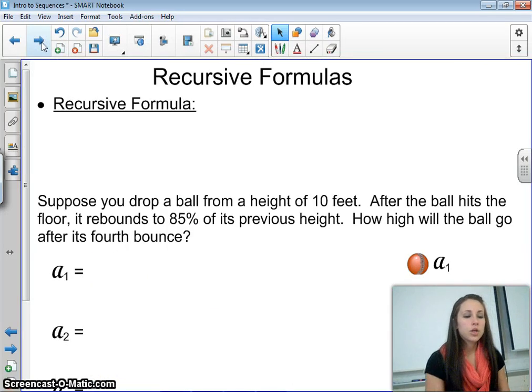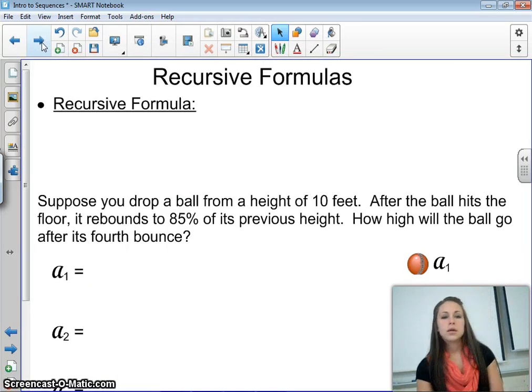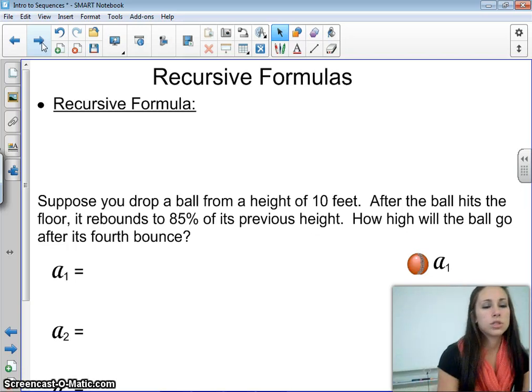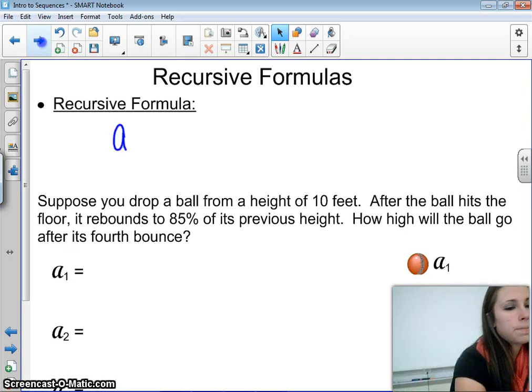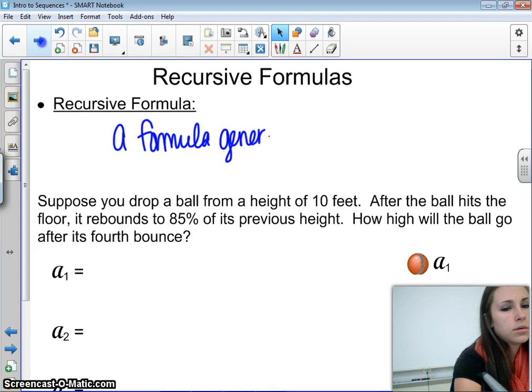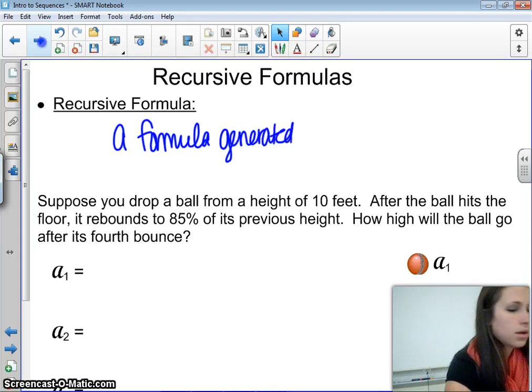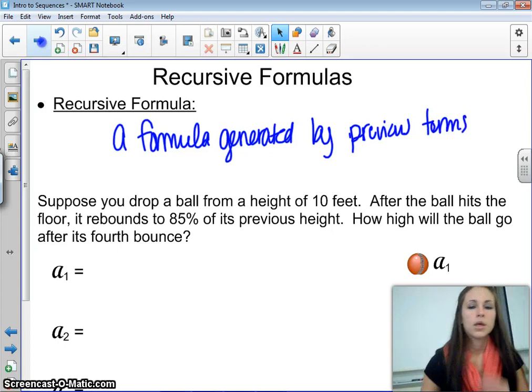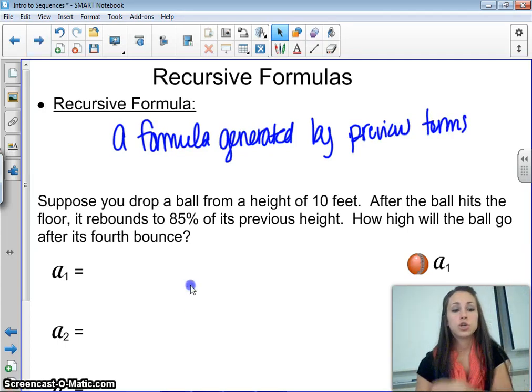Alright, so now, there are two different ways that you are going to see formulas that represent sequences. One of those is a recursive sequence, and one of those is an explicit sequence. And so a recursive formula, or a recursive sequence, is just going to be a formula generated by previous terms. Okay, so you're going to use previous terms to generate next terms.